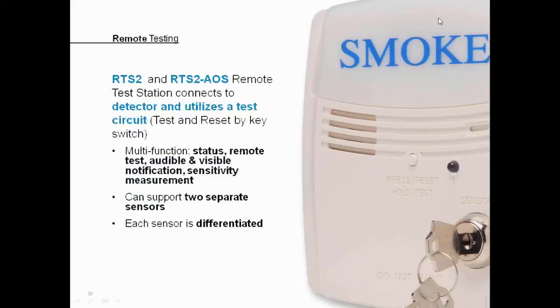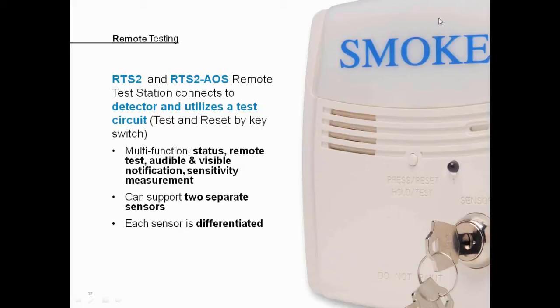Okay, first, testing can be conducted with a remote test accessory. The versions that we are showing here in this presentation are our RTS2 and RTS2-AOS remote test stations. They both have the same functionality, but one ships with the strobe pre-installed, whereas the other ships without the strobe installed, but it could be added as an option at a later point in time if it's deemed needed. So it would give you either an audible or an audible and a visible notification.